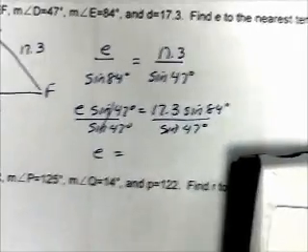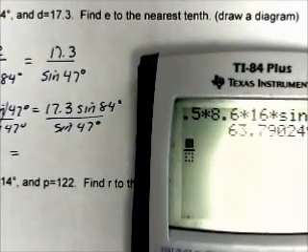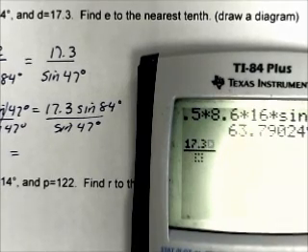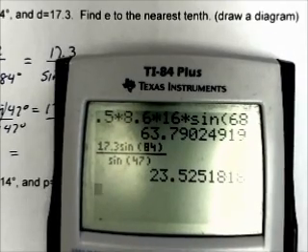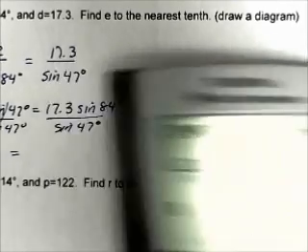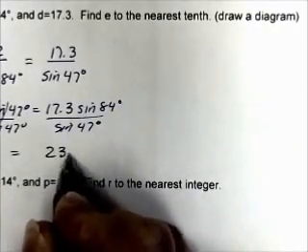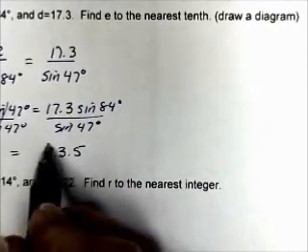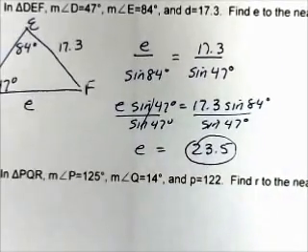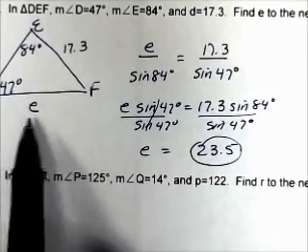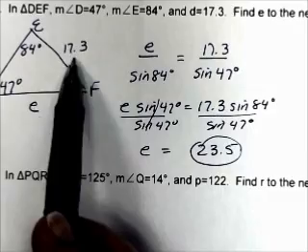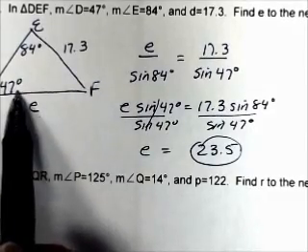Go to the calculator, I want 17.3 sine 84 divided by sine 47. To the nearest tenth, 23.5. Does it seem reasonable? 23.5? Yeah, that's opposite our 84-degree angle, so it certainly should be larger than the length of the side opposite the 47-degree angle.